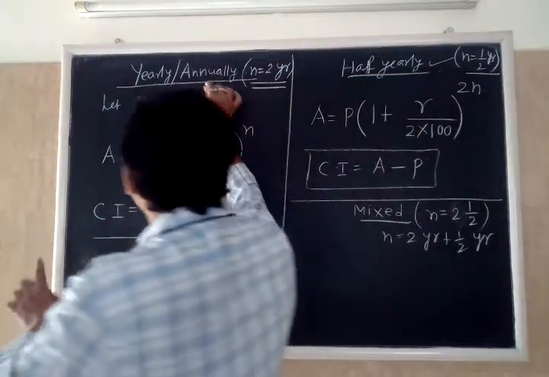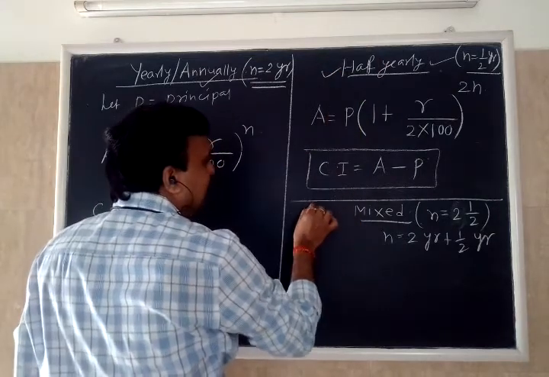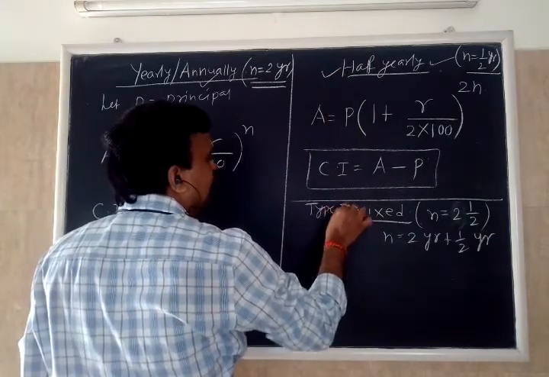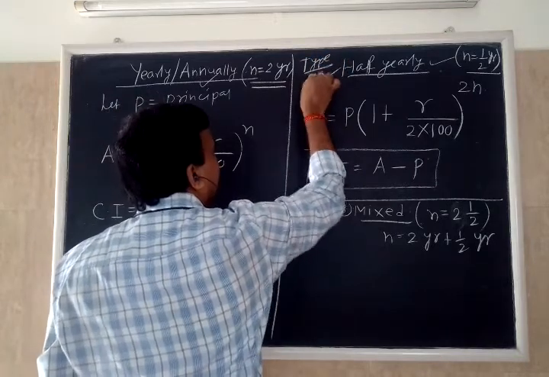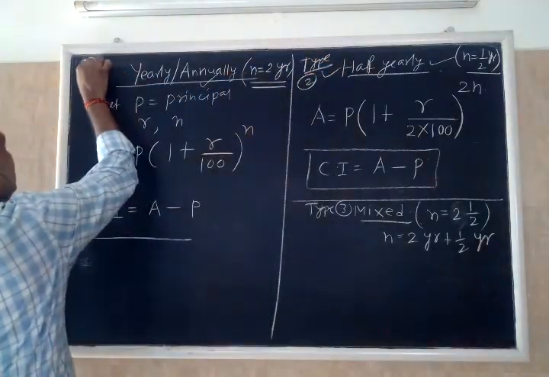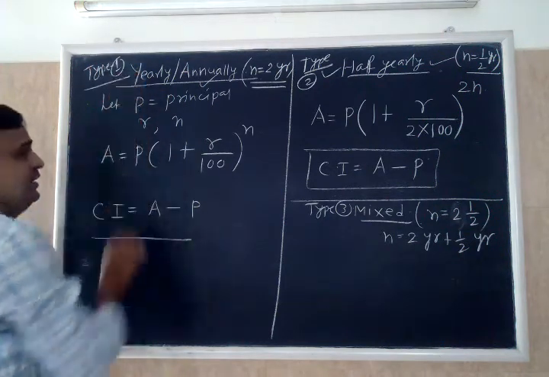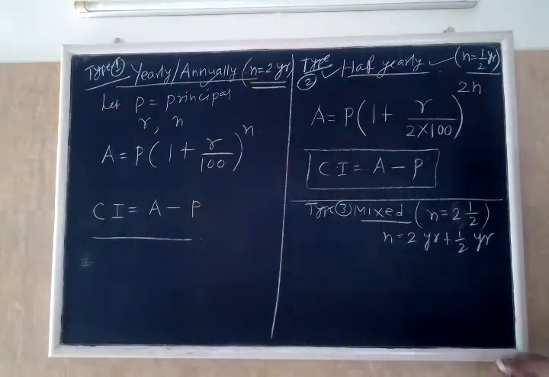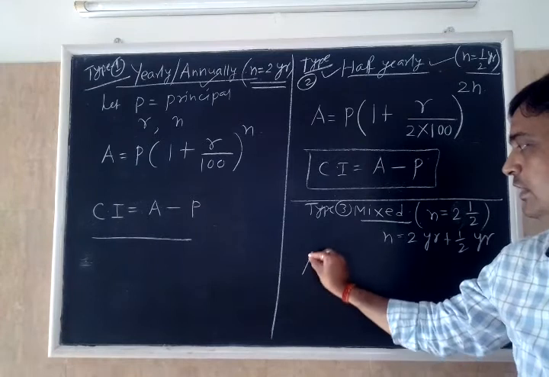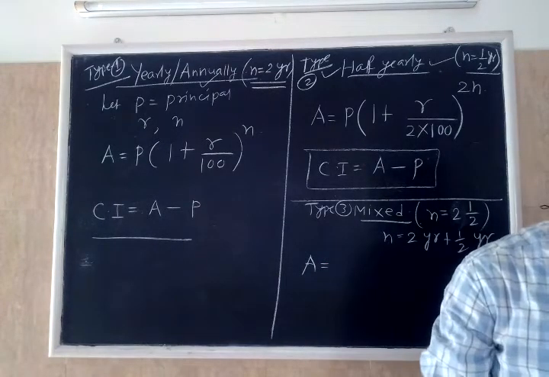So completely annually, completely half yearly, and the third type is mixed. You write type 1 is yearly, type 2 is half yearly, type 3 is mixed. Mixed means yearly and half yearly. So what will be the formula for this, whenever they are mixed?